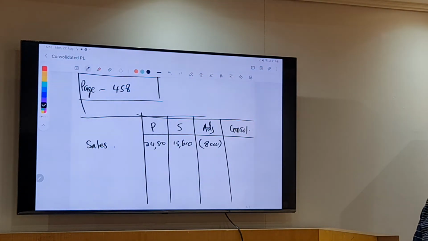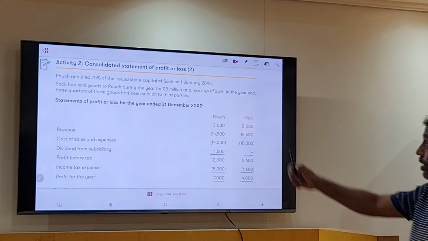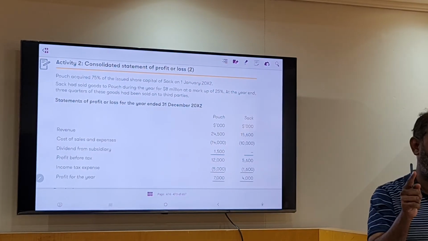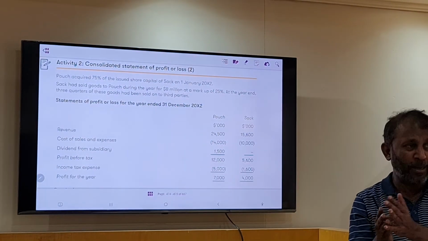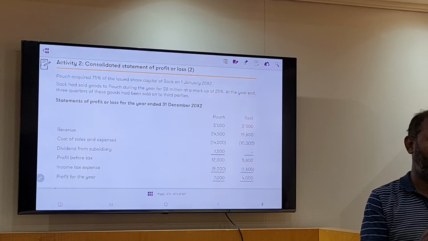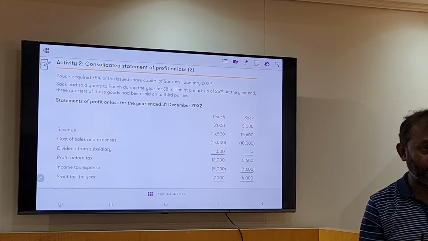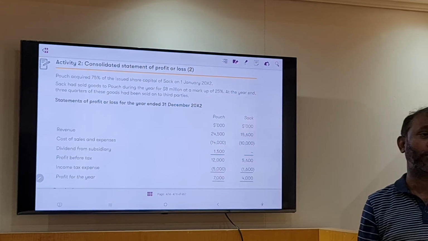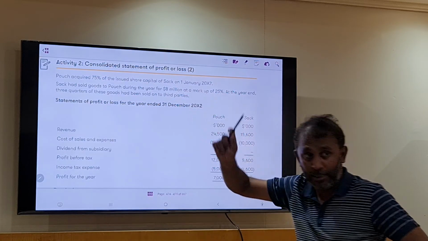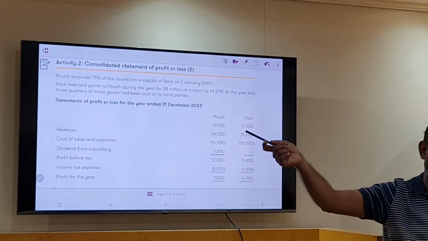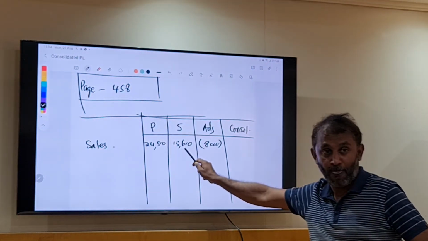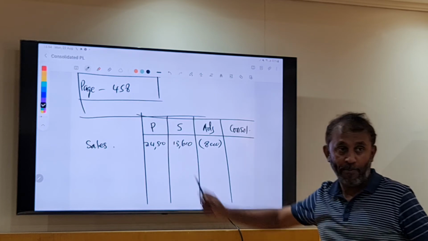Again, S company had sold to P company. S and P are in the group. So when S company is selling to P company, it's intercompany trading, and we have to adjust it. You should adjust the sales and the cost of sales, and if you have unrealized profit, you should adjust that also. By this we understand there is intercompany sales and purchases. So I subtract 8 million from this.